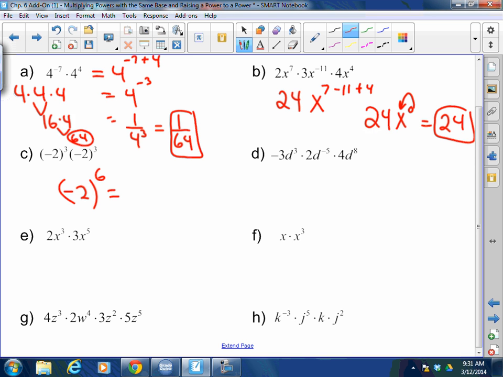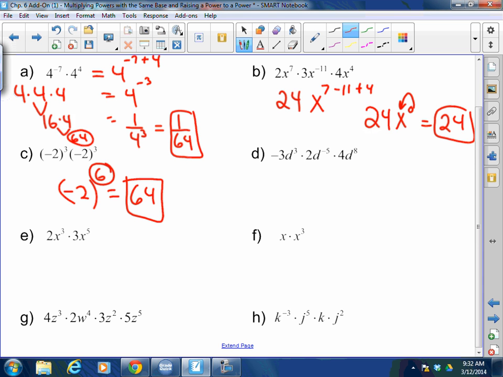So negative 2 to the 6th power, we got 2, 4, 8, 16, 32, 64. Positive. I don't even worry about the negatives at this point because I know that if I have an even exponent, I'm talking about a positive number, regardless what the answer is. It's going to be positive. If I have a negative base raised to the odd exponent, it's going to be negative, regardless. Does that make sense, y'all?